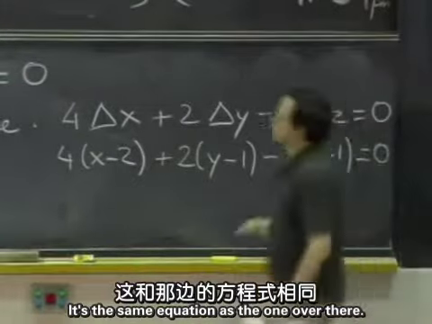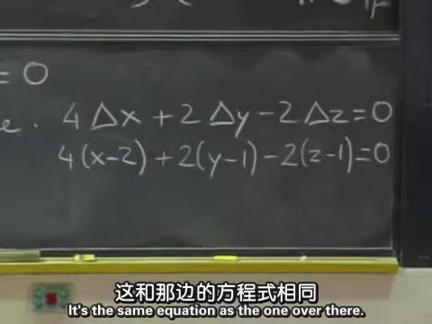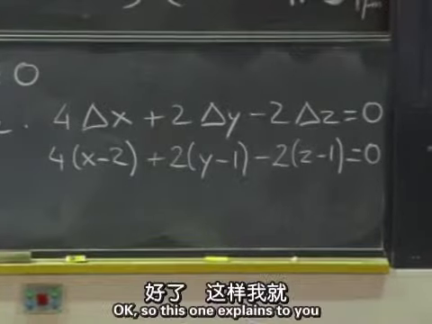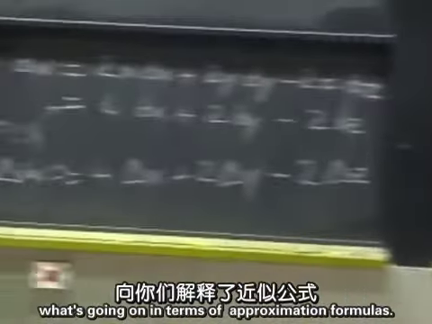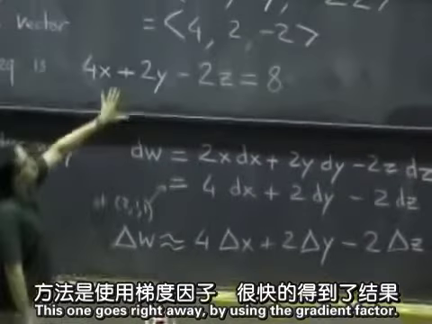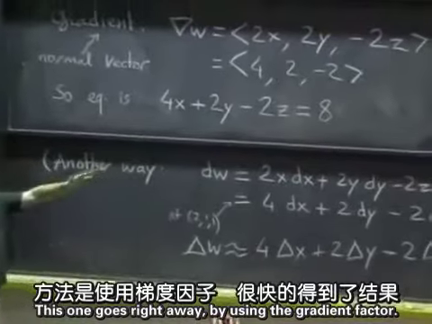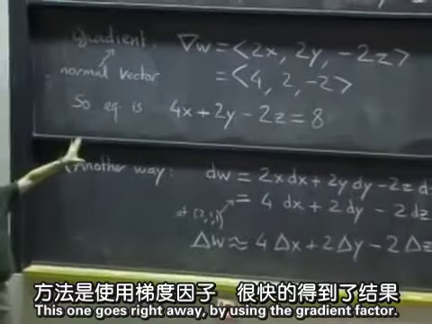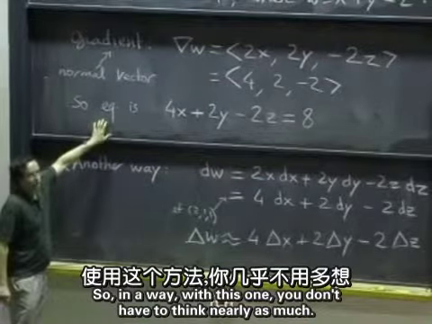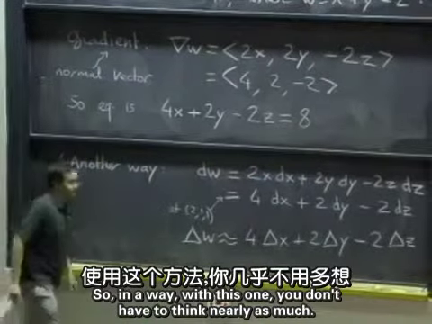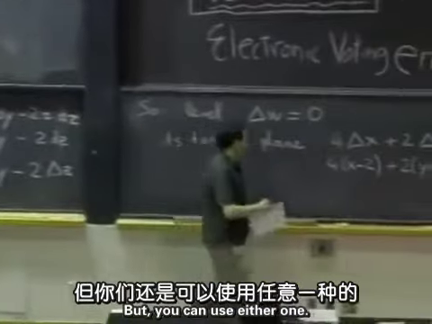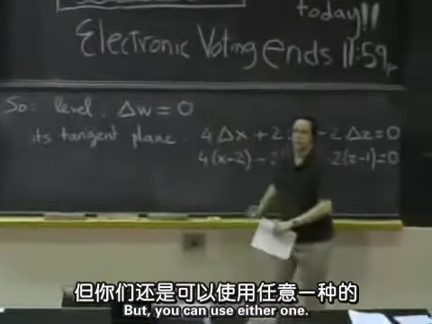It's the same equation as the one over there. These are just two different methods to get it. Okay, so this one explains to you what's going on in terms of approximation formulas. This one goes right away to the answer by using the gradient vector. So in a way, with this one, you don't have to think nearly as much. But you can use either one. Okay, questions?